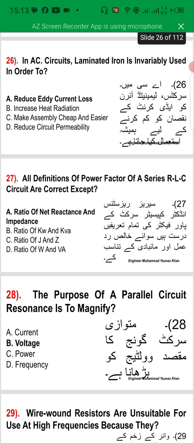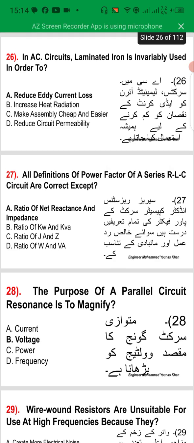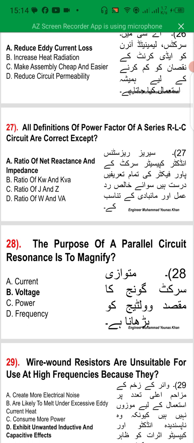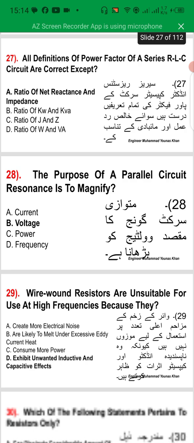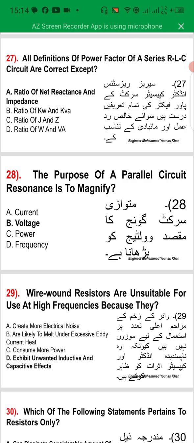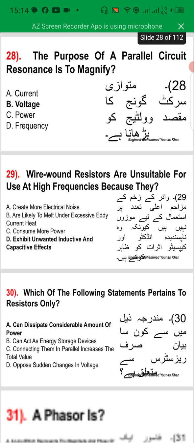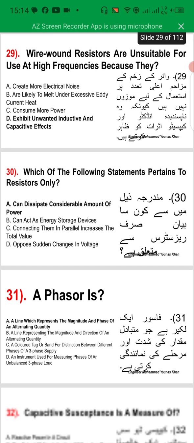In AC circuits, laminated iron is invariably used in order to reduce eddy current loss. All definitions of power factor of a series RLC circuit are correct except ratio of net reactance and impedance. The purpose of a parallel circuit resonance is to magnify current.